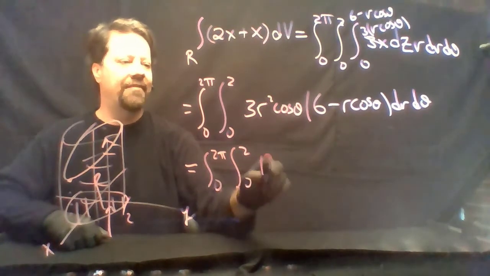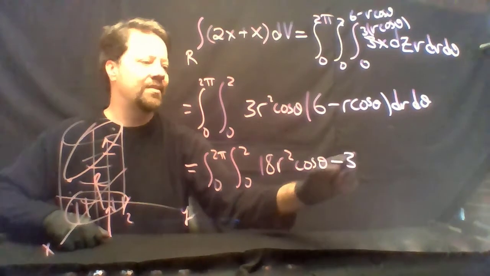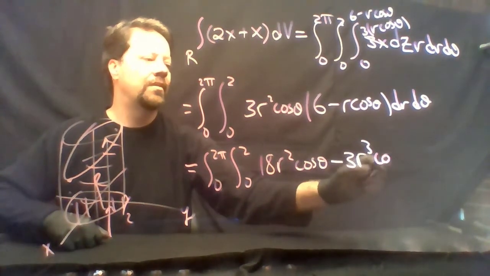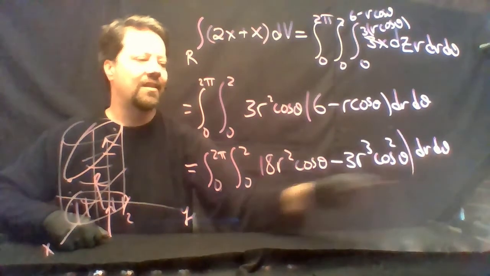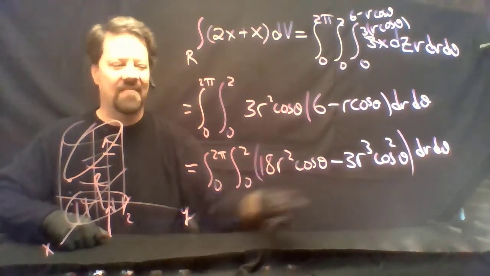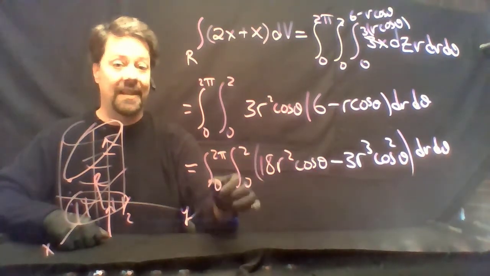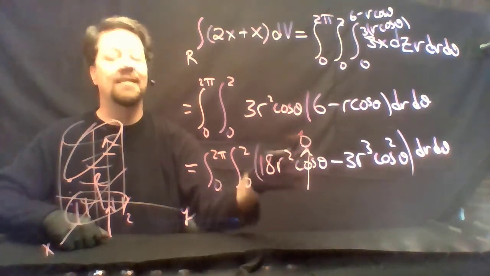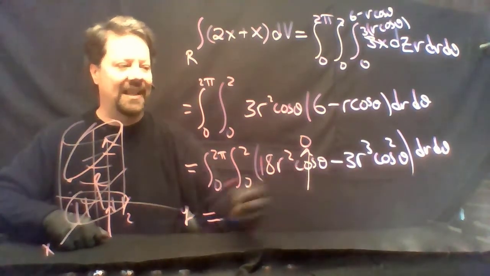Distributing, we'll have 18 r squared cosine theta minus 3r cubed cosine squared theta dr d theta. The first term has a factor of cosine theta. If we integrate that from 0 to 2 pi, you get nothing. We need only integrate the last term.